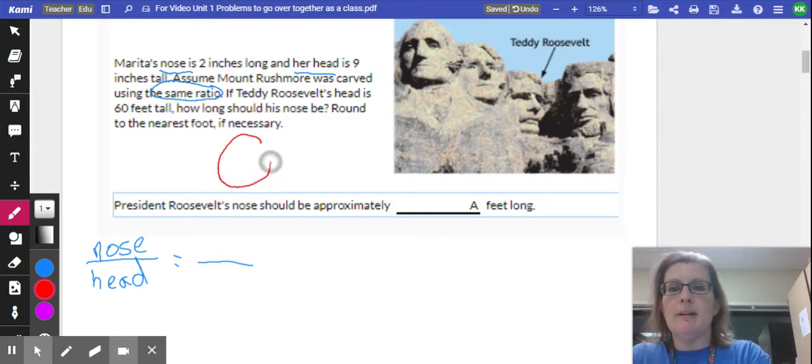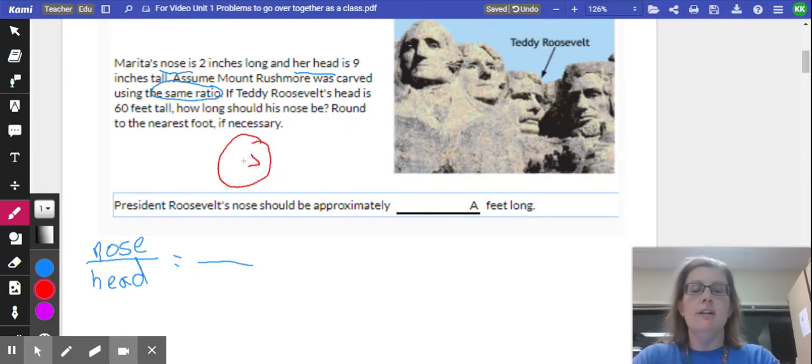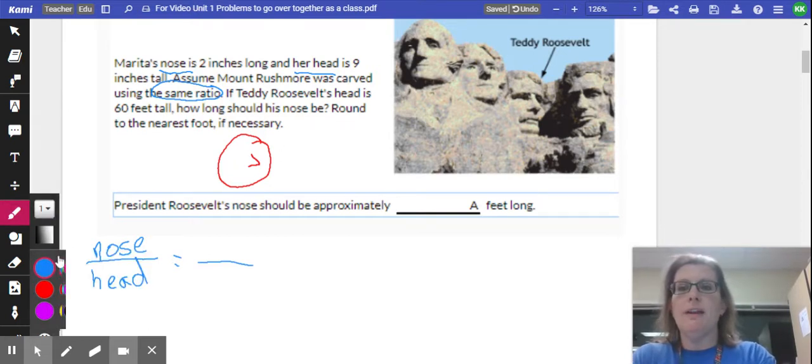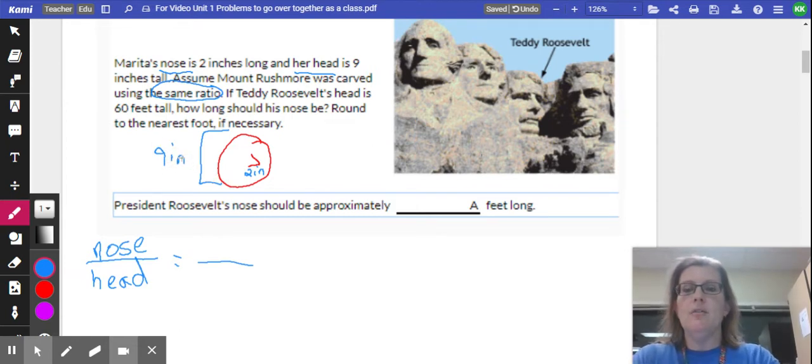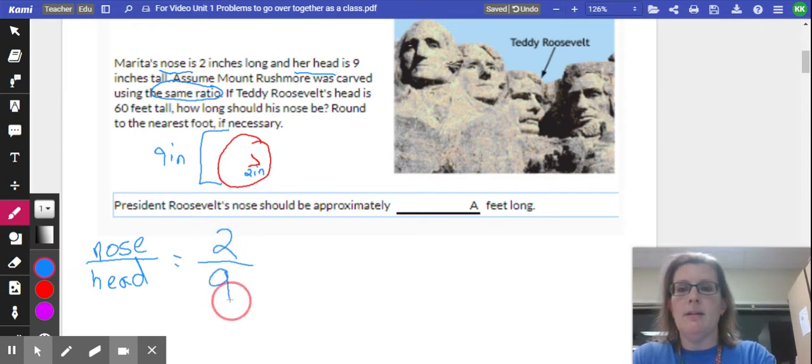And I need a visual, so I need to draw myself a picture. It doesn't have to be beautiful. I'm just going to draw a picture to keep myself organized. So they told me that her nose is 2 inches long and that her head is 9 inches tall. So if I use my ratio, the nose number goes in the numerator and the head goes in the denominator.